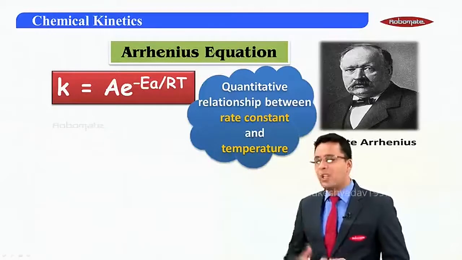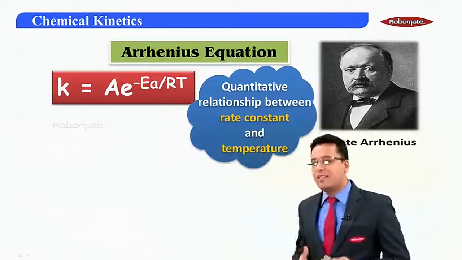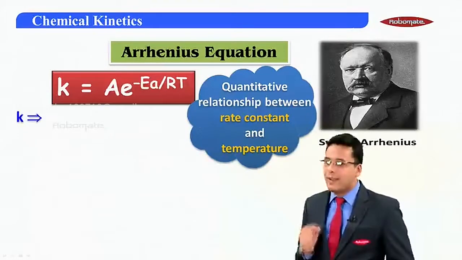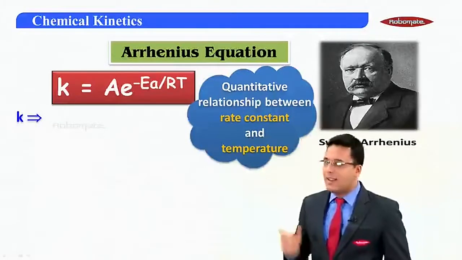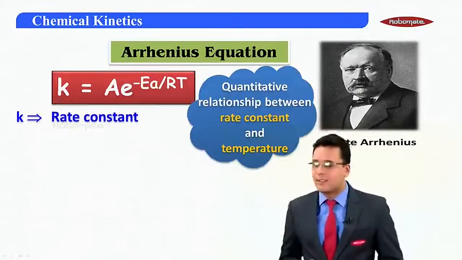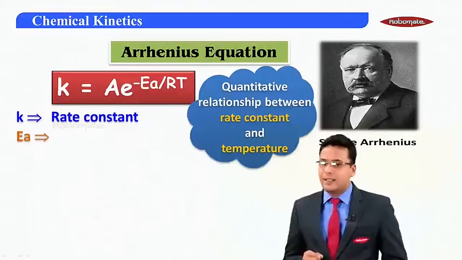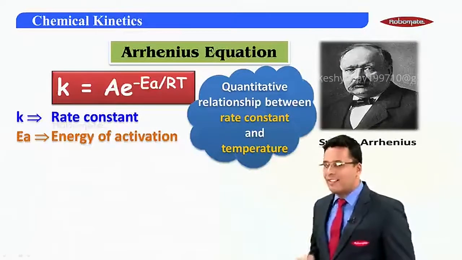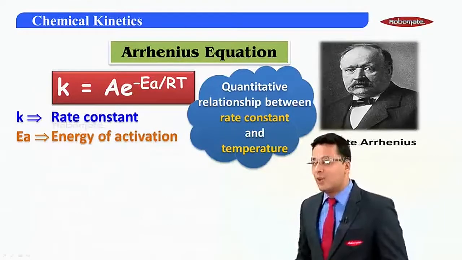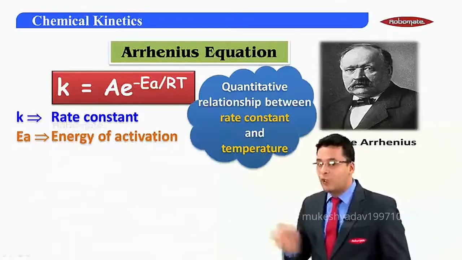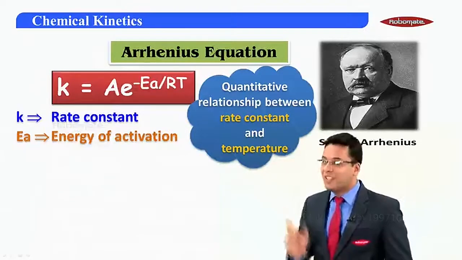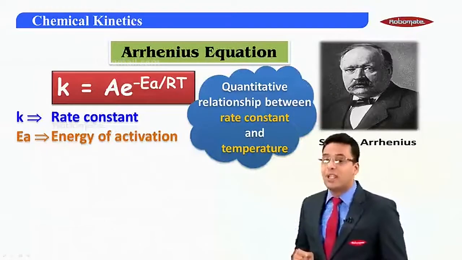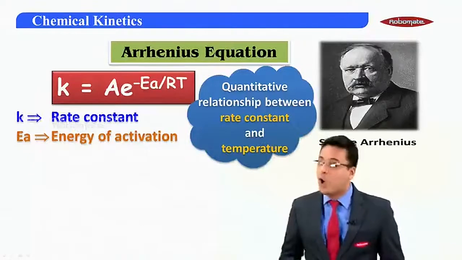But what is important here is to first understand the terms of this equation. So here we go. K, as we all know, is the rate constant. EA is nothing but the energy of activation. We have already studied energy of activation in thermodynamics, and we have also seen a glimpse of it in one of the previous modules when we were doing the effect of catalyst on rate of a reaction.